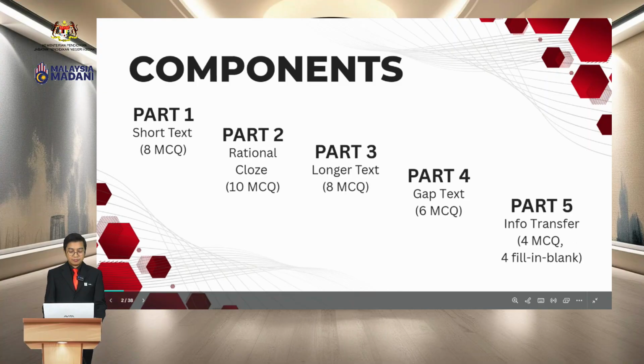I believe everyone is now familiar with all the components in our Paper 1. We have 5 parts: short text, rational clause, longer text, gap text, and also info transfer. We need to answer them all.